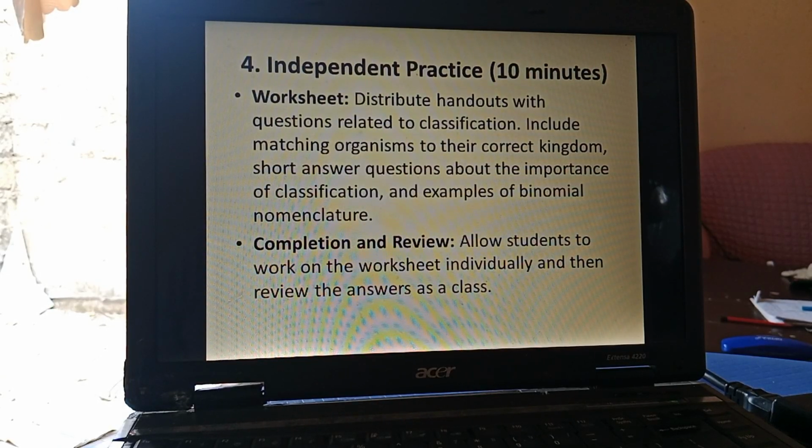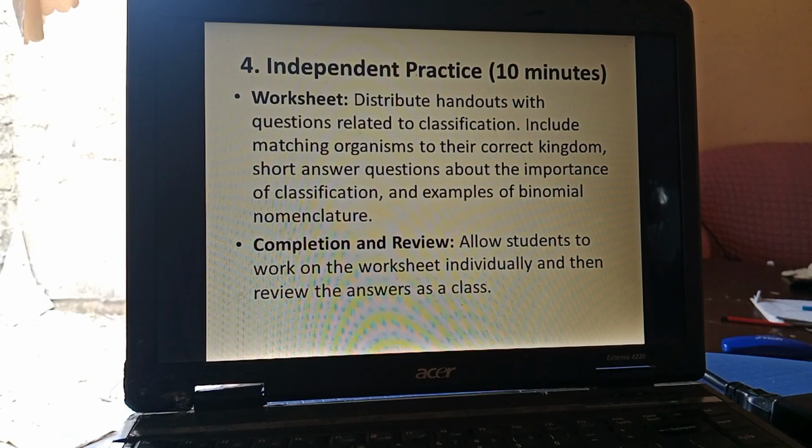Independent practice takes 10 minutes, where you have the worksheets. Distribute the handouts with questions related to classification, including matching organisms to their correct kingdom, short answer questions about the importance of classification, and examples of binomial nomenclature. Completion and review: allow students to work on the worksheet individually and then review answers as a class.